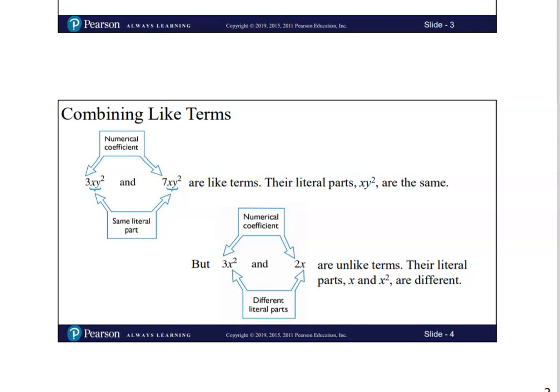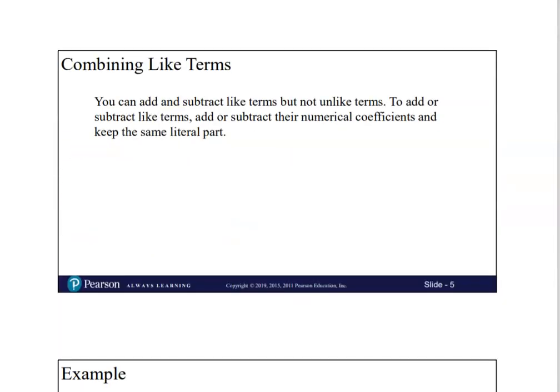But in this same example, we've got 3x squared and 2x. Those are not like terms because this is an x squared and this is an x, so therefore we can't add those. This is 3xy squared and 7xy squared, so we've got the same variables raised to the same power. So we could put those two together and say that was 10xy squared because 3 and 7 are 10. This one's not going to work because they're not the same variable raised to the same power.